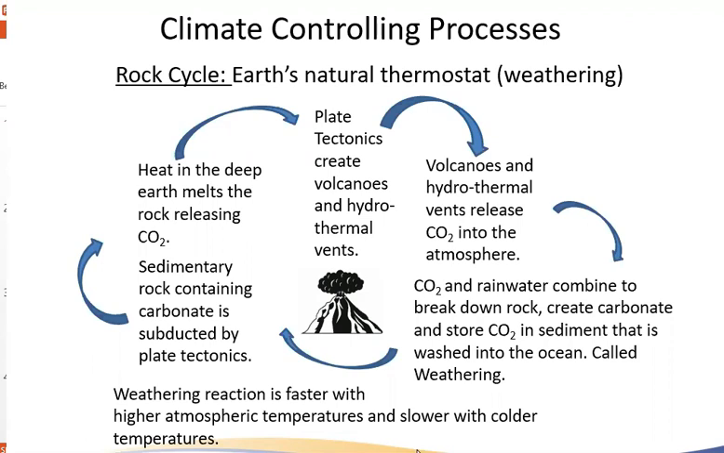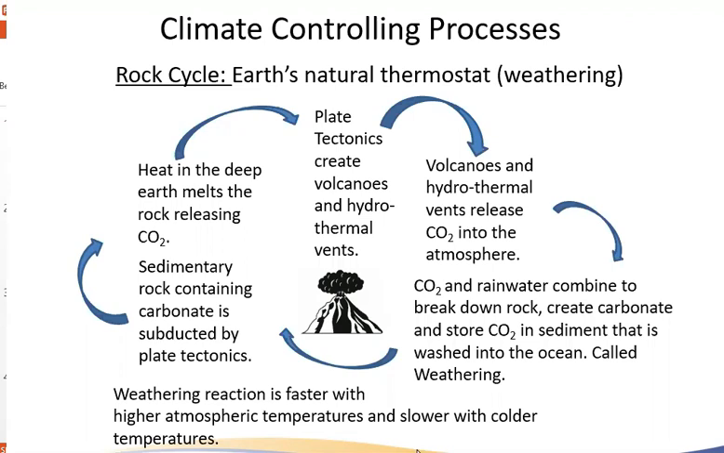So as the atmospheric temperature increases, carbon dioxide removal increases. More rain equals more weathering equals more carbon dioxide removal. With decreasing carbon dioxide levels, temperatures begin to fall, eventually leading to a cooler Earth. The opposite occurs with a cooler atmosphere. There's less rain, so carbon dioxide removal through weathering decreases.